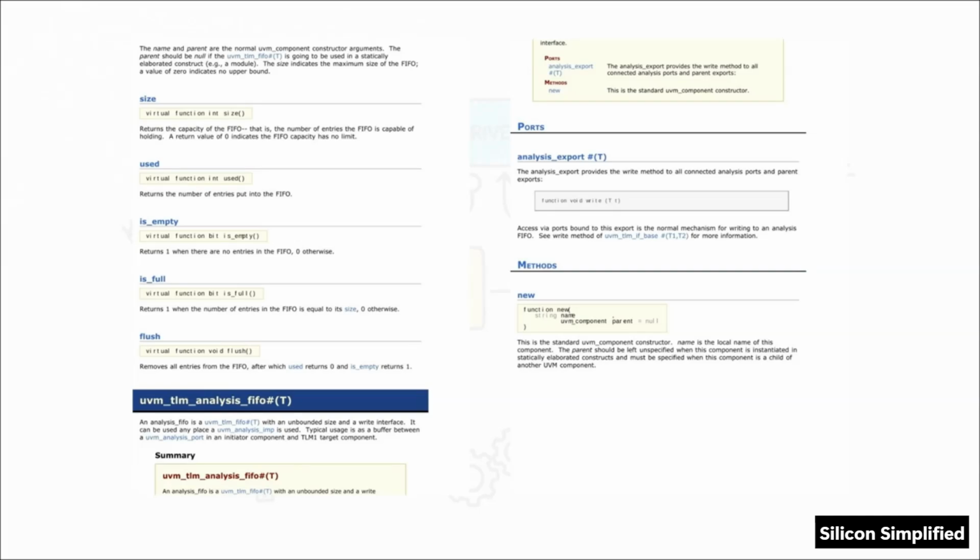A standard TLM FIFO buffers transactions between two independent processes. The producer puts a transaction in, and the consumer independently gets it out whenever it's ready. But an analysis FIFO is a specific variant with an unbounded size and a very specific write interface indicated by the analysis_export. It's designed specifically for the analysis port.